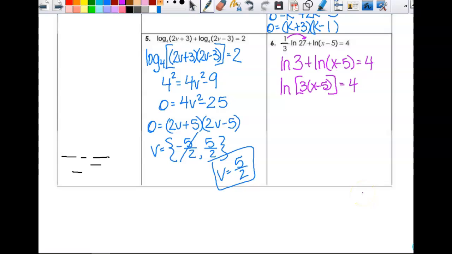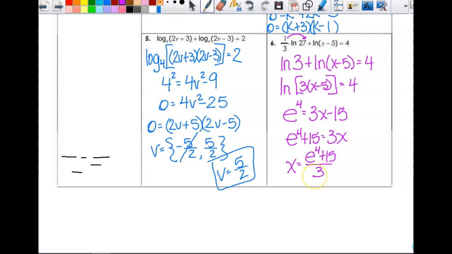So now that it's one log, I can go ahead and rewrite it. My base is e, so this would be e to the 4th equals, and I'll go ahead and distribute this as I rewrite it. This gives me 3x minus 15. Trying to get x by itself, so this becomes e to the 4th plus 15 equals 3x. So then x equals e to the 4th plus 15 all over 3.